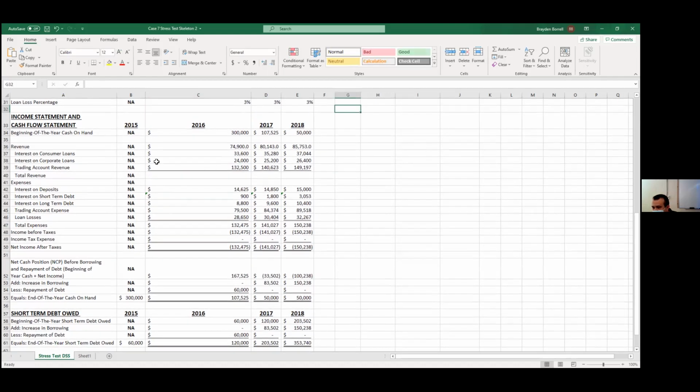Trading account revenue seems to be wrong. Can you click on trading account revenues? Yeah, trading account revenues, the formula is not sum, it's C7 times C26. Oh, you're clicking on the sum, right? Where are you clicking on? I don't see it. Oh, I'm so sorry. Yeah, click on trading account revenues. So trading account revenues should be C7 times C26.